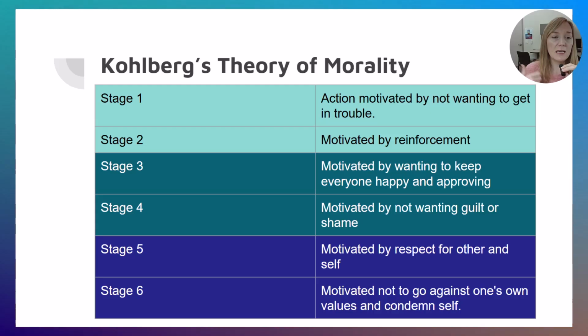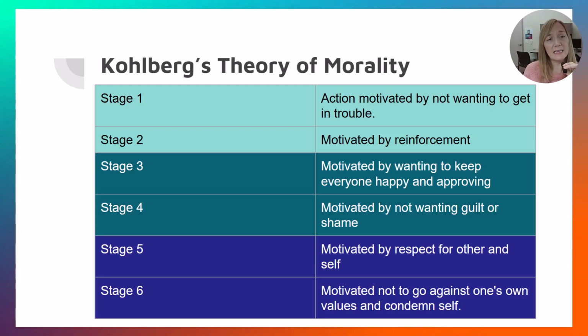And then we go into the conventional stage, which is stages 3 and 4, where you're, again, thinking about other people external to yourself, and you're wanting to make everybody else happy and approve of you. And you're also wanting to avoid the shame and the guilt of not making people happy.